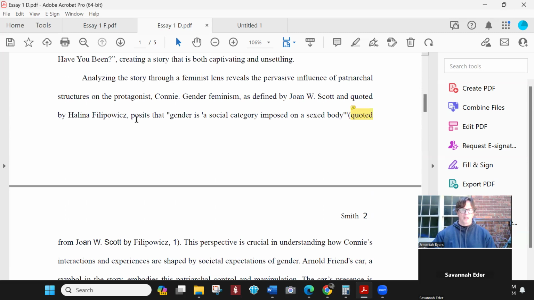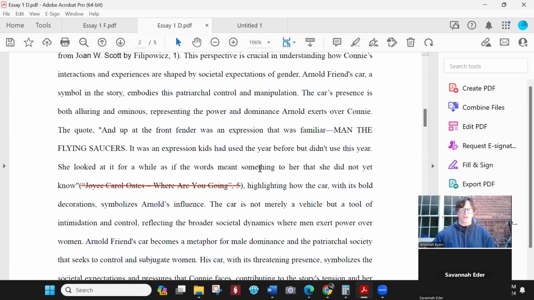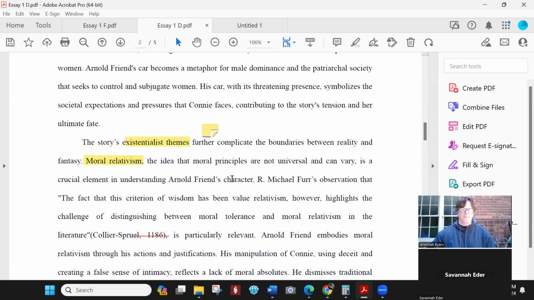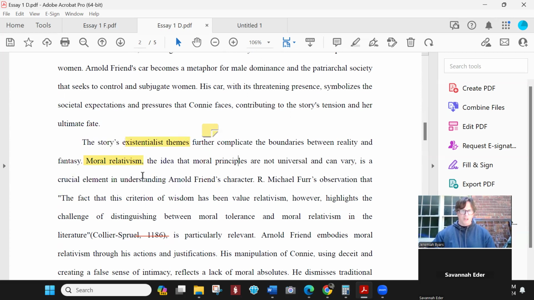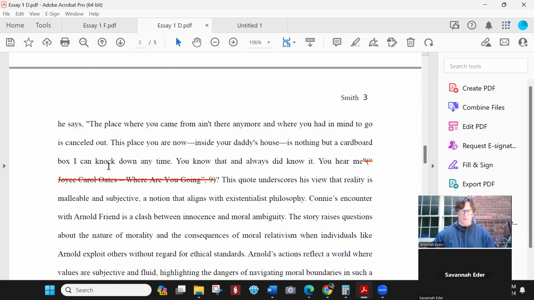Now, this whole paragraph is about feminism. So this paragraph is not about existentialism. Okay. So then we have, so what is existentialism? Or in that case, relativism, because the rest of the paragraph now is about moral relativism.